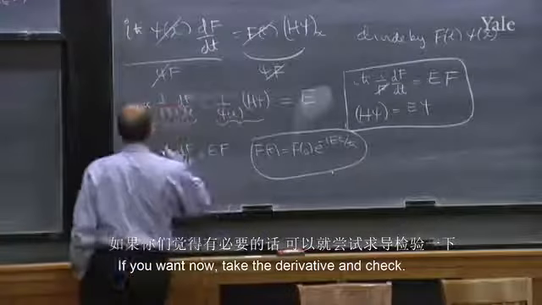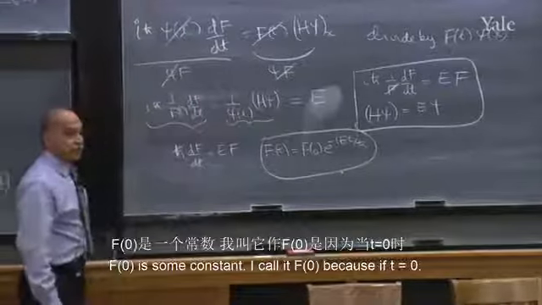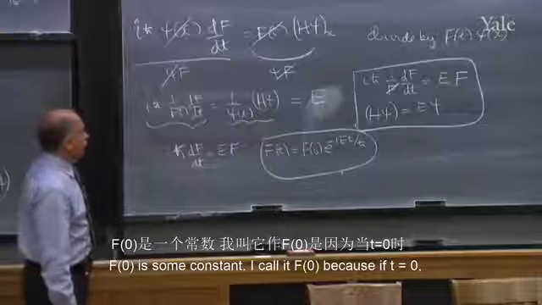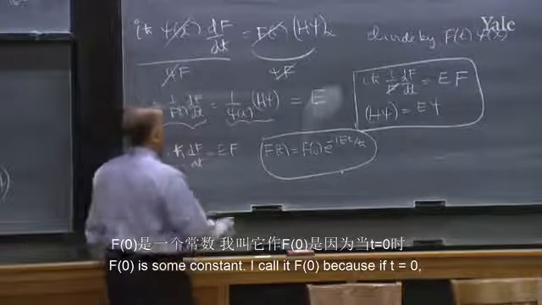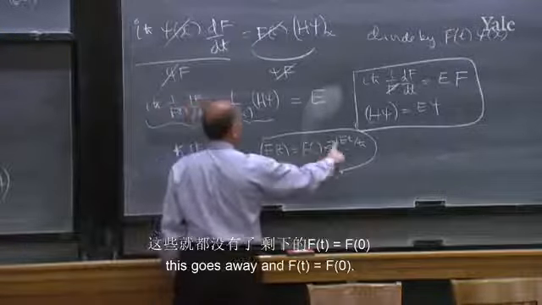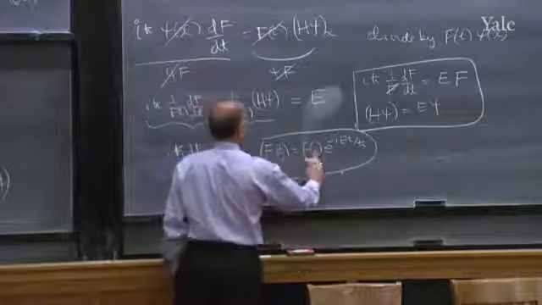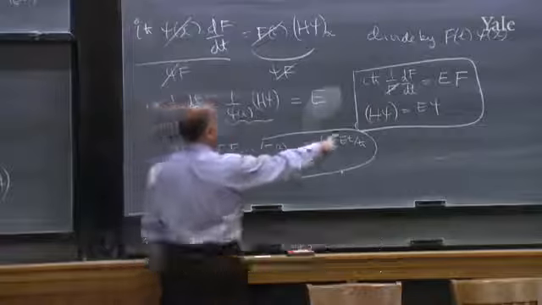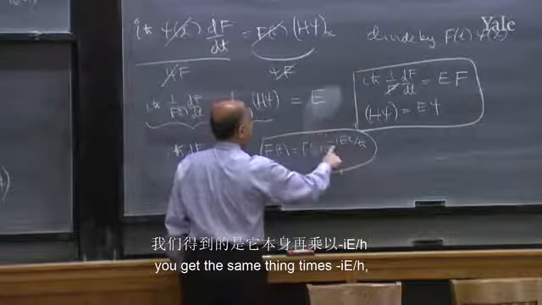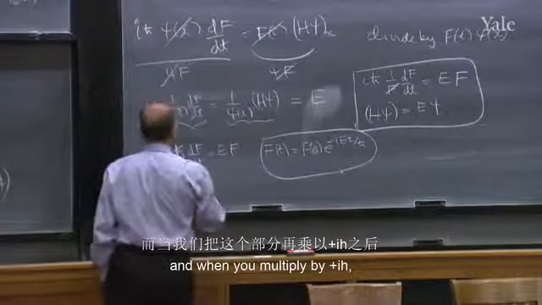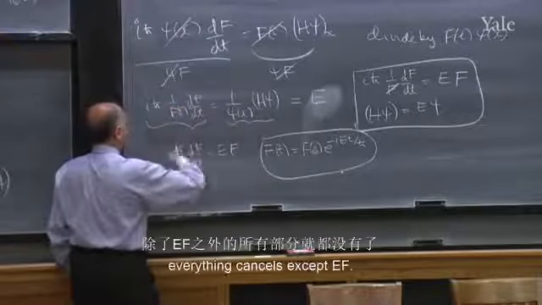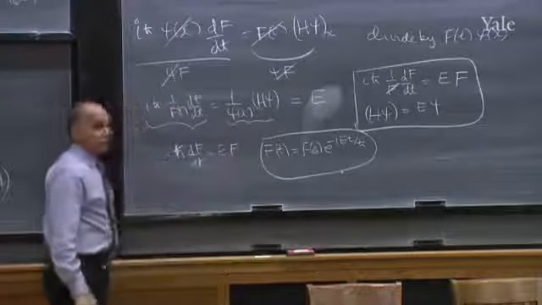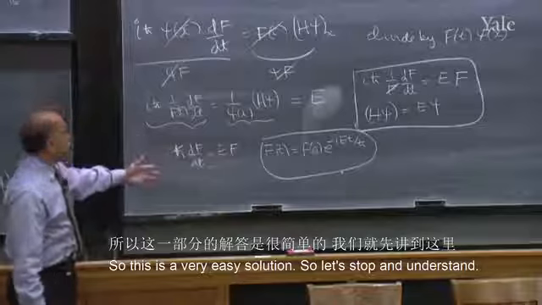If you want, now take the derivative and check. F of 0 is some constant. I call it F of 0 because if t is equal to 0, this goes away and F of t is equal to F of 0. But take the time derivative and see. When you take a time derivative of this, you get the same thing times minus iE over ħ. And when you multiply by plus iħ, everything cancels except EF. So this is a very easy solution.